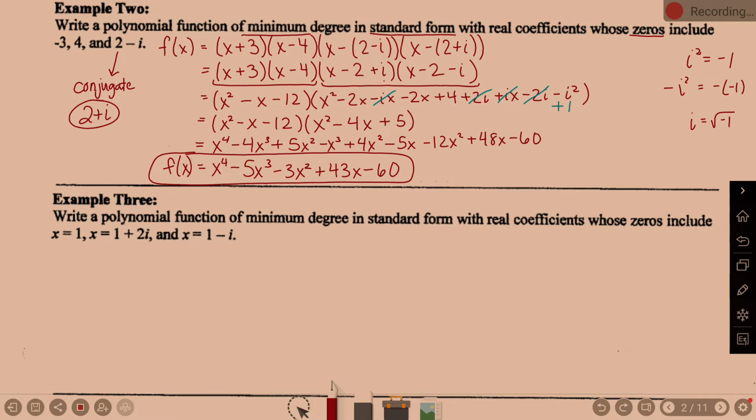Okay, ready for example 3? Write a polynomial function of minimum degree in standard form with real coefficients whose zeros include x equals 1, x equals 1 plus 2i, and x equals 1 minus i.